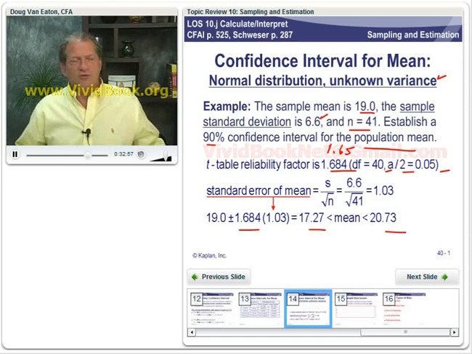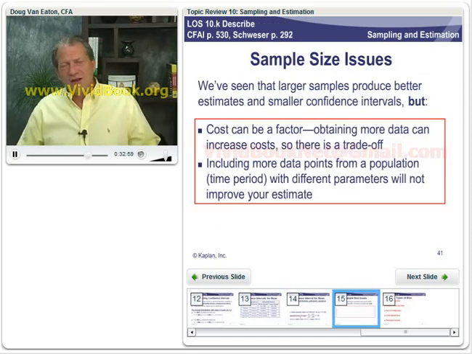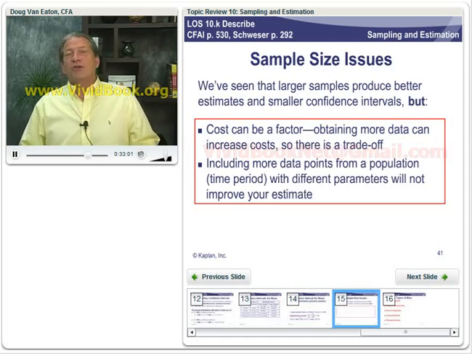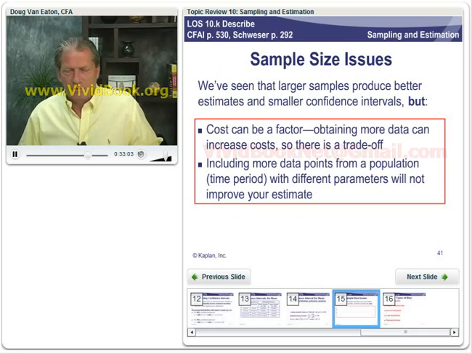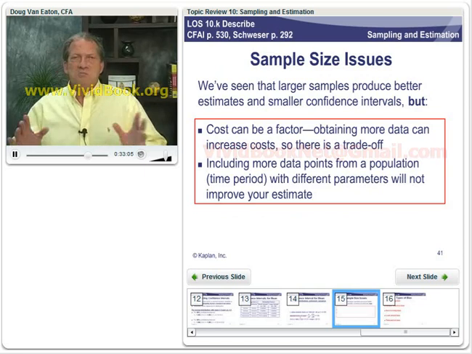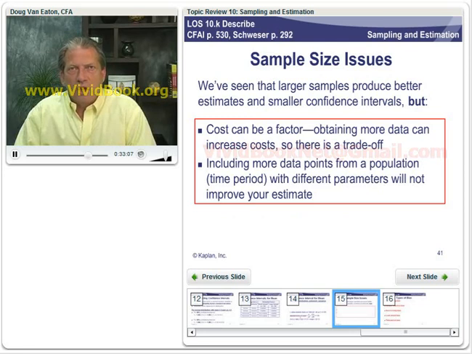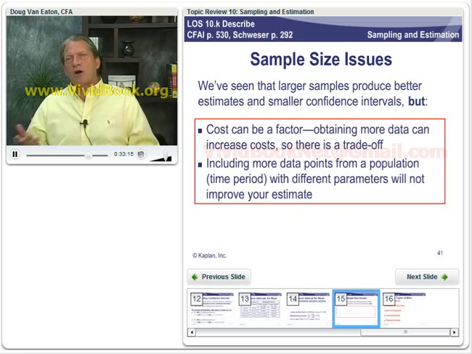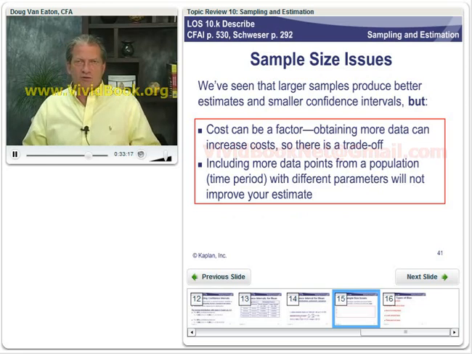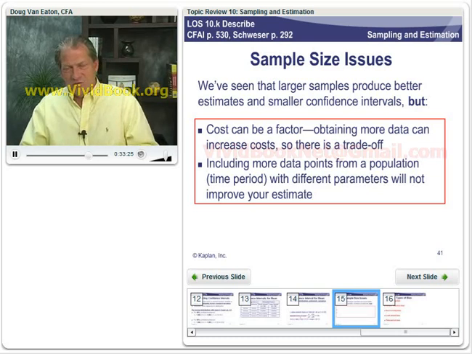Sample size issues. So far, everything we've done, it sounds like bigger sample size is always better. Well, there are some mitigating factors and some trade-offs here. One, cost can be a factor. Obtaining more data can be more costly, so there's a trade-off between what? Higher cost and accuracy. At some point, the higher cost is not justified by the increase in accuracy.